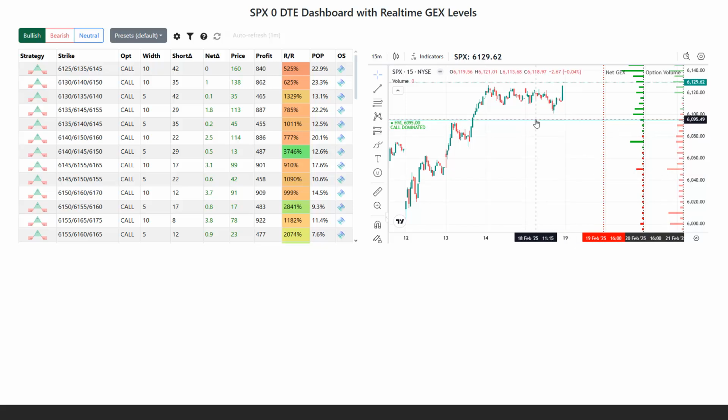This horizontal blue line is the HVL, which means the high volatility level. If the market is above the high volatility level, there is call dominance and positive GEX range. If below, then put dominance and negative GEX range. Let's now look at what we see on the left side.